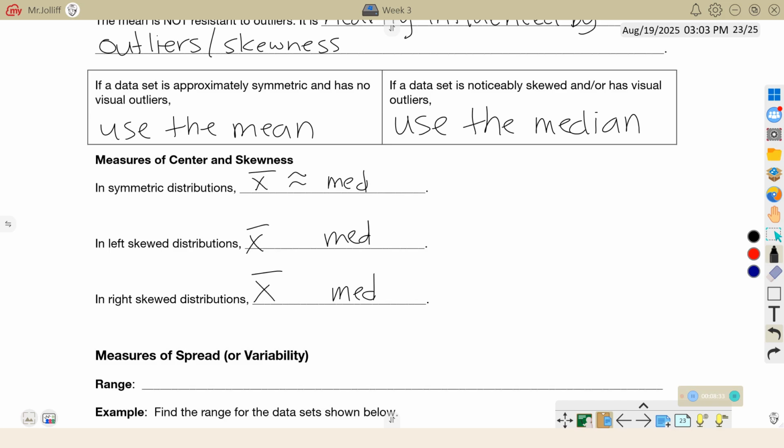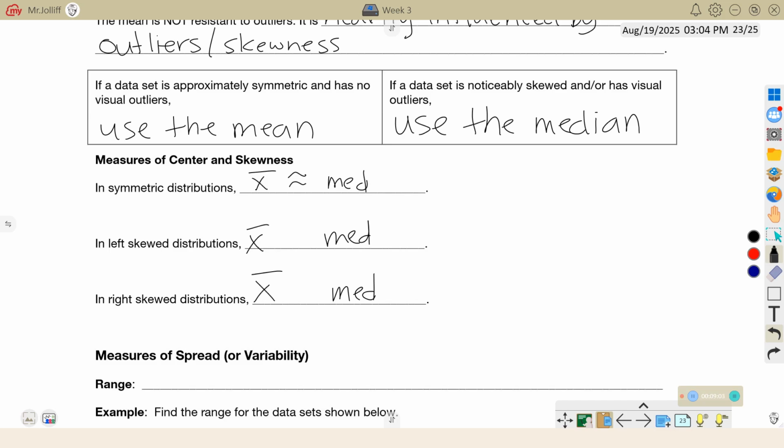For nice, pretty symmetric graphs, all of those measures of center should be stacked almost right on top of each other. And we saw that yesterday when we did our calculations for data sets A and B. One of them did have the mean and median right on top of each other, 5.4 and 5.5. That's how we knew it was likely symmetric. Symmetric graphs, measures of center are all the same.